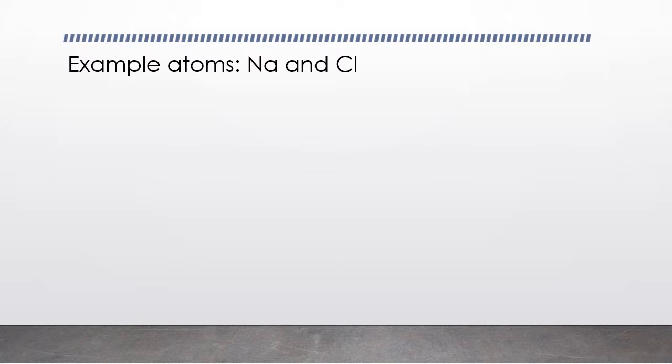All right, my first two example atoms are sodium and chloride. Sodium is Na. So my first two example atoms are Na and Cl, sodium and chloride.